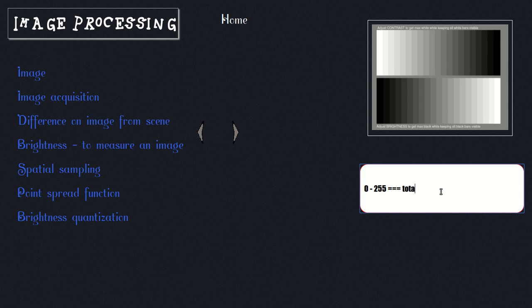Totally, there are 256 values. That means 2 raised to 8 values. So we need 8 bits to represent this. That is what those guys are referring to when they say 8 bits.